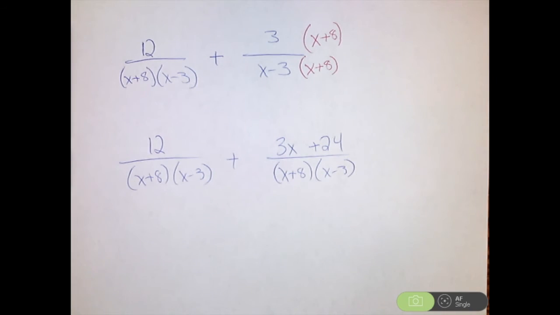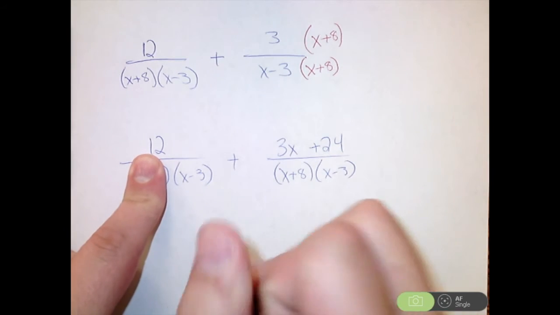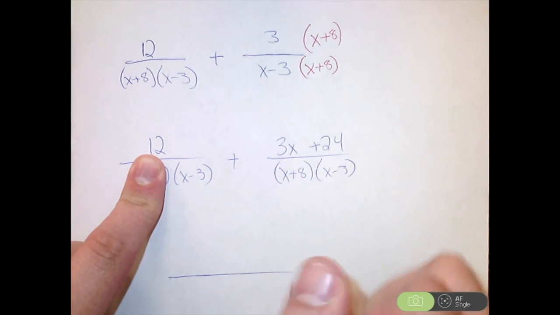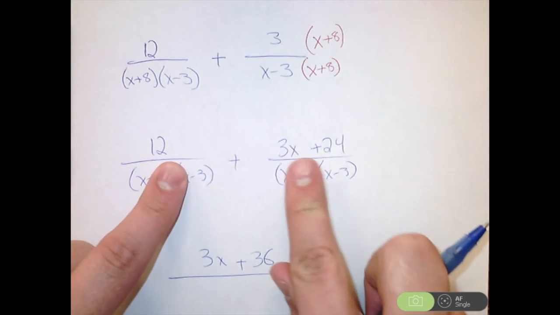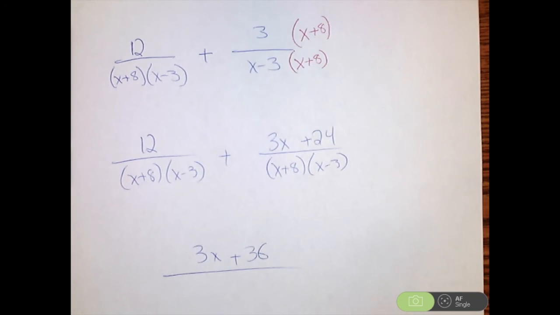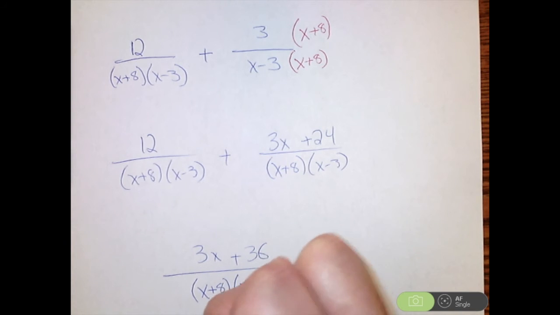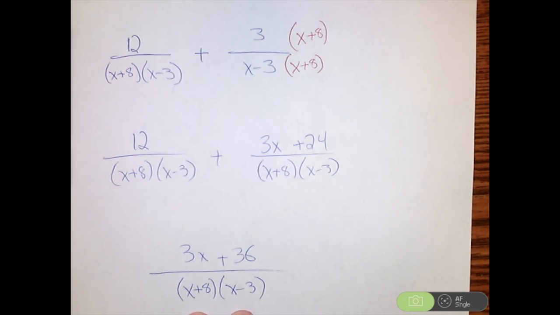Only thing left to do is actually add these two fractions together. So I have a 12 plus 24, which is 36, and I also have that 3x there. So when you add the tops here, 12 plus 3x plus 24, I'm going to get 3x plus 36. And we still have our common denominator that's going to stay the same of x plus 8, x minus 3.